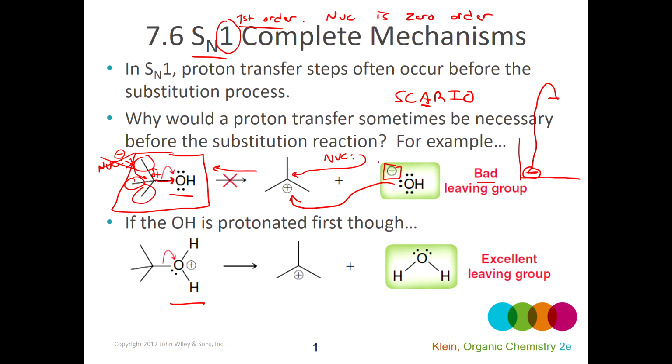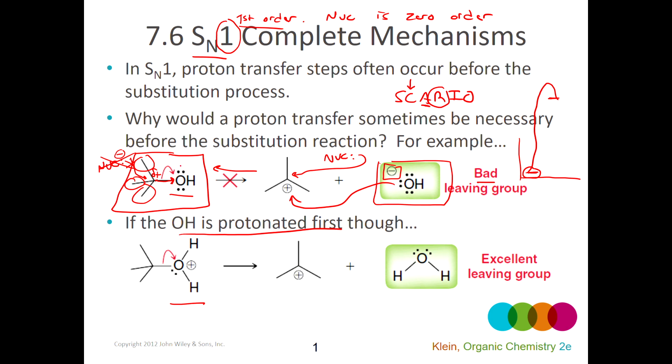So we want our leaving group to be as good as possible. We could try to stabilize the negative charge with resonance. We'll see some examples of that later. But alternatively, we could focus in on the quantity of charge involved. If we didn't have to have a negative formal charge on that oxygen, it would be much more stable. And so that's why a lot of SN1 reactions will occur with a proton transfer first.